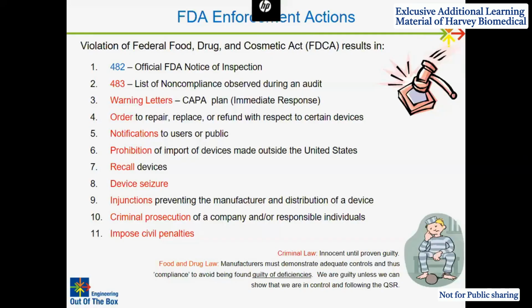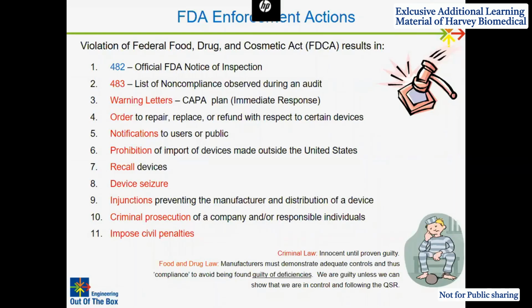The FDA is going to check whether the facility is complying with the US FDA requirements or not, specific to the device or specific to the drug manufacturing. You see the FDA enforcement actions, the violations of the Federal Food, Drug, and Cosmetic Act, and the results.